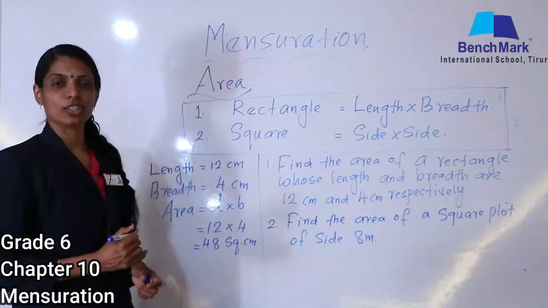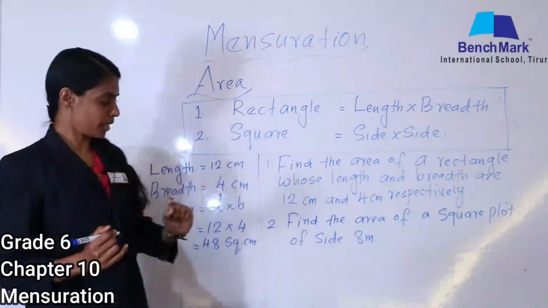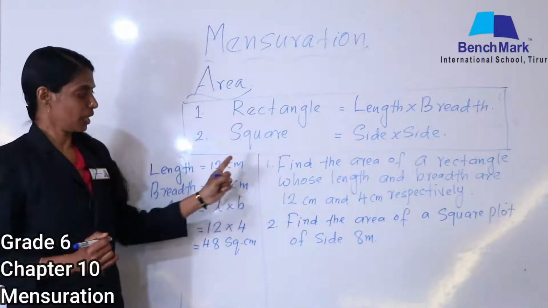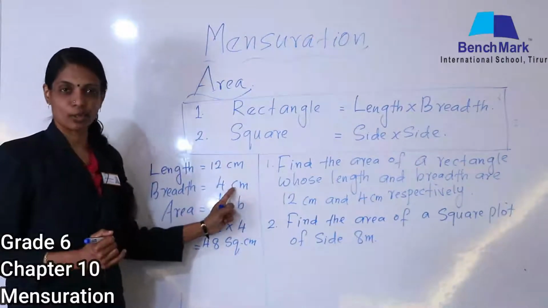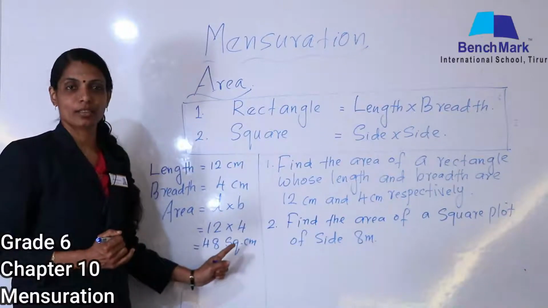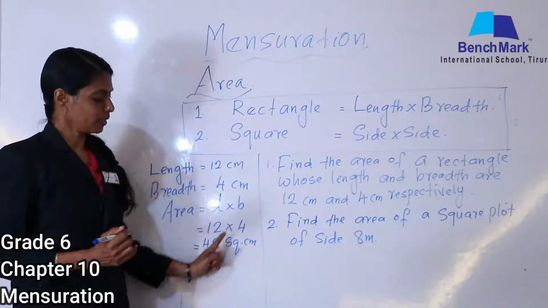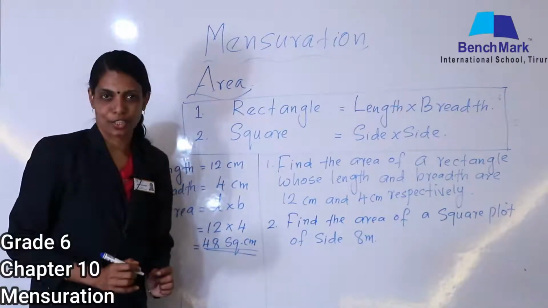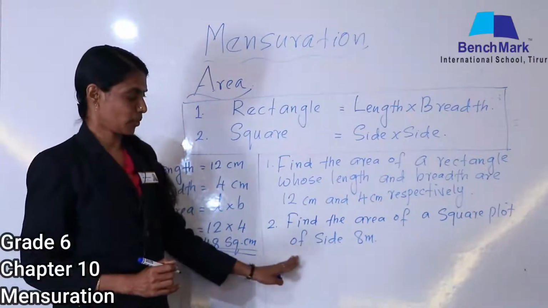We know that when we talk about area, its unit is told in square units. So since in this question it is centimeter given as the unit of length and breadth, we have to talk about its unit for area as 48 square centimeter. Hope it is clear to you. Let's go for the second question.